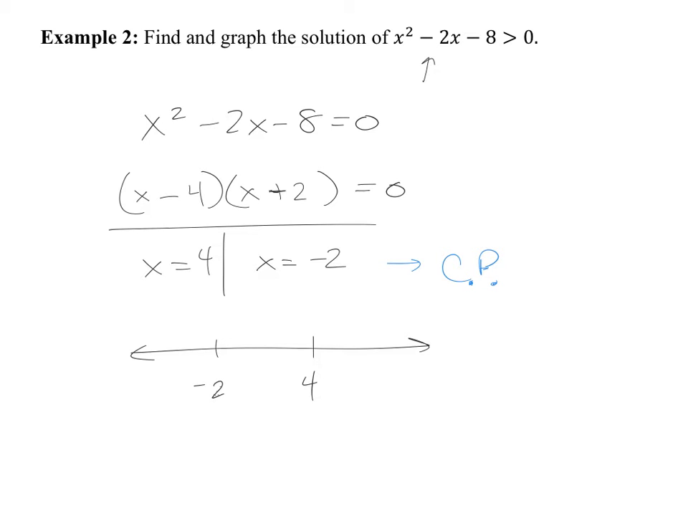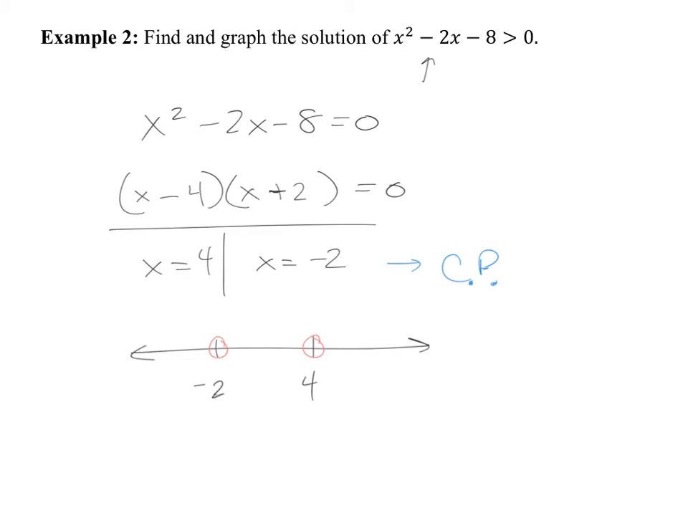Locate those on the number line. Open circle or closed circle? You should be able to tell right off the bat. Open or closed? Open. How come? Because it's not "or equal to." Good. This symbol here says greater than. Had it said greater than or equal to, we'd put a closed circle. So we could already put open circles at negative 2 and 4. And then all you've got to do is test.